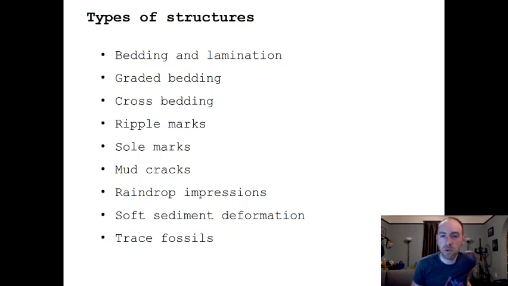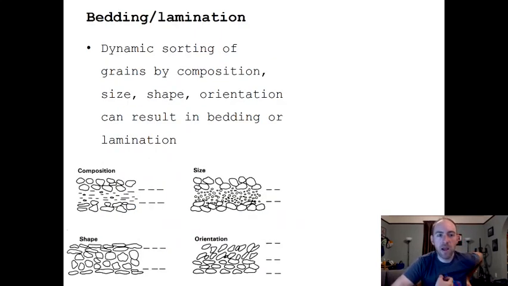Okay. So we'll start off with bedding and lamination, and this occurs as the dynamic sorting of grains based on either their composition, size, shape, or their orientation in a flow or as they settle out of suspension, and they result in sort of planar features that can be observed based on the changes in shape or size or orientation or composition, right? So in this case, you can see the composition is, there are maybe clay minerals or something like that that are sorted from the quartz grains, or the size might be silt from sand, right?